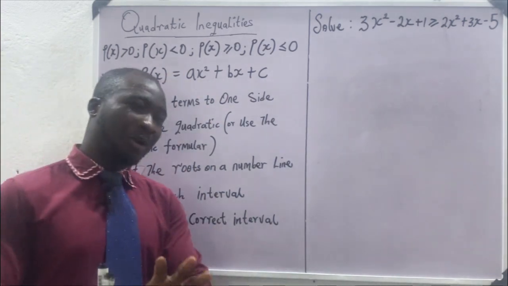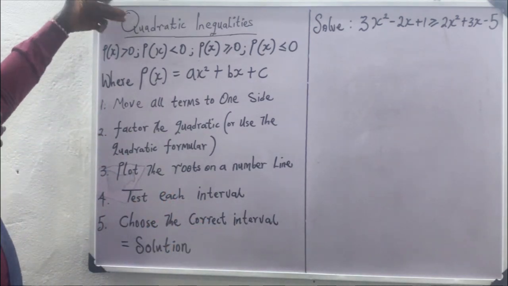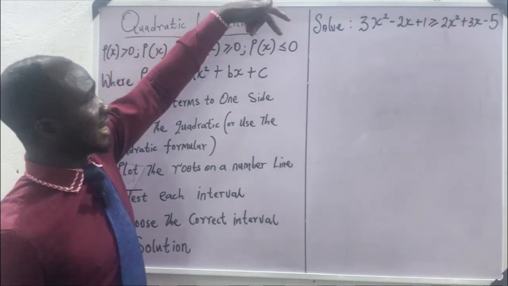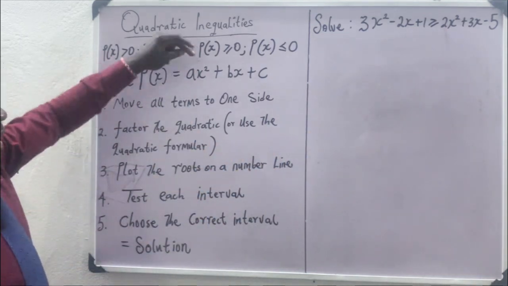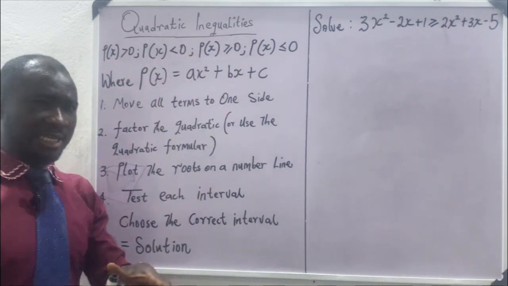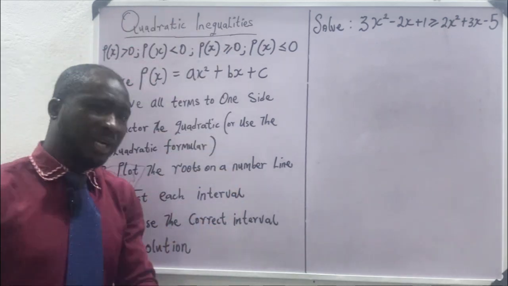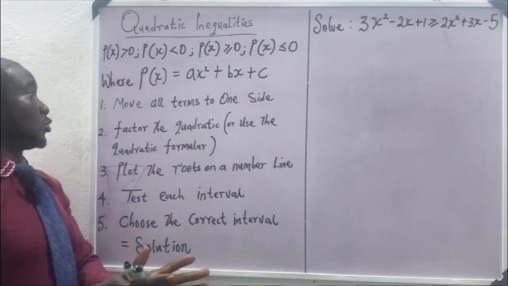First of all, quadratic inequalities are those inequalities of the form P of x greater than 0, or P of x less than 0, or P of x greater or equal to 0, or P of x less or equal to 0, where P of x is a given quadratic expression of the form ax squared plus bx plus c. So if you encounter any quadratic inequalities of this form and you wish to get its solution, I have itemized 5 steps you need to take in order to obtain the solution.